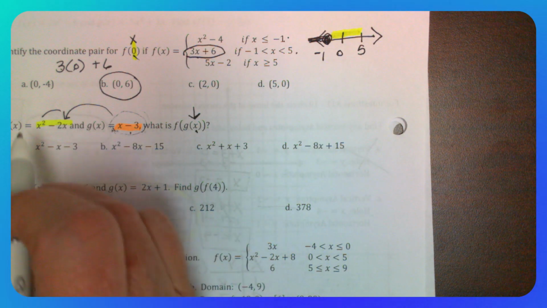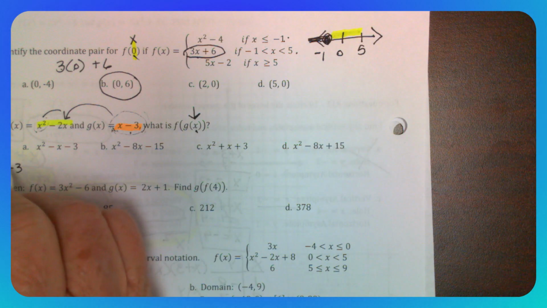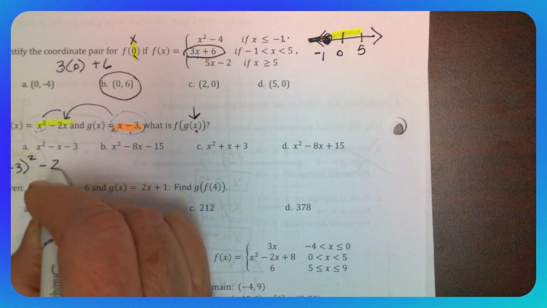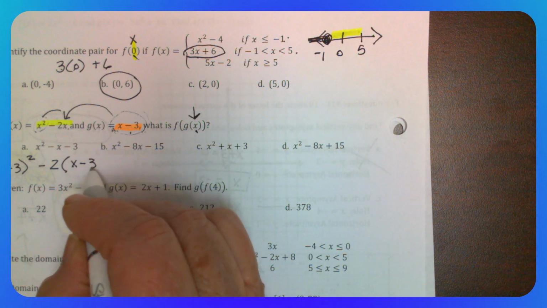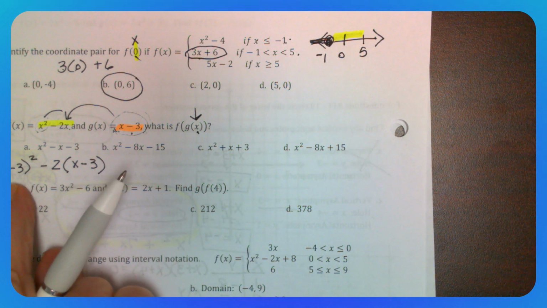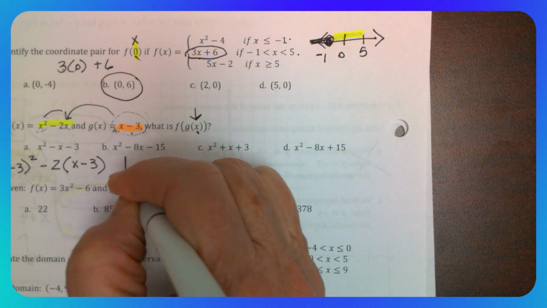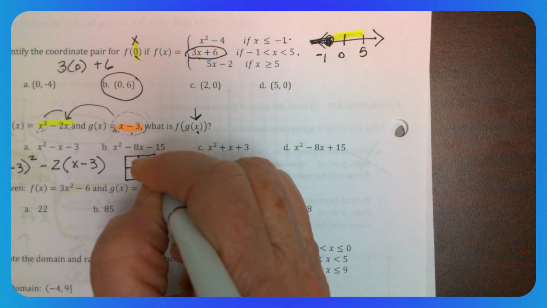So we're going to take x minus 3 and put it here. So x minus 3, and then we're going to square that, minus 2, and then we're going to replace x with x minus 3. Okay, and then we're going to simplify. So we've got to square x minus 3. So let me box that out. You could also FOIL it out, but I'm going to box it so you can see it.